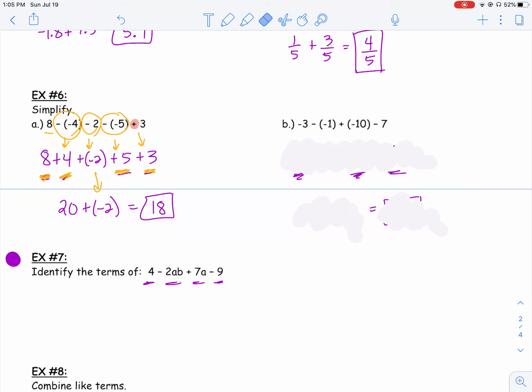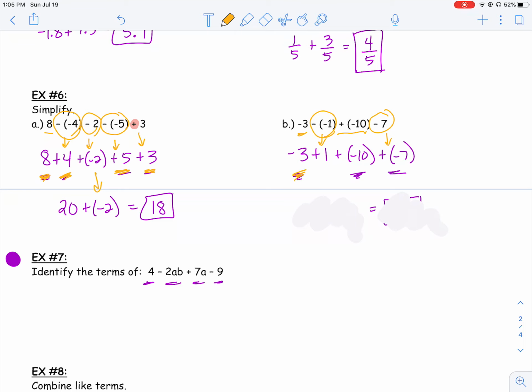So do the same thing with B. See if you can pause the video and rewrite the problem into an addition problem of opposites. All right, so on B, I have a negative 3, and then instead of a subtraction, I'm going to add the opposite of negative 1, which is positive 1, plus a negative 10, which is already an addition problem, and then minus 7. But instead of subtracting, I'm going to add the opposite of 7, which is negative 7. So I turned it into a whole bunch of addition.